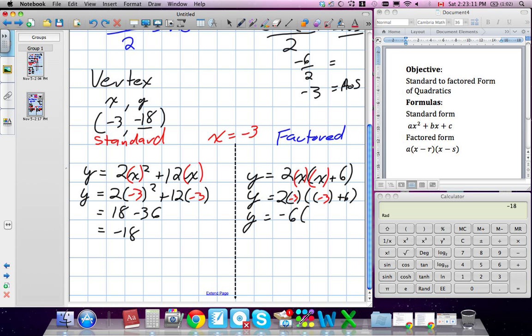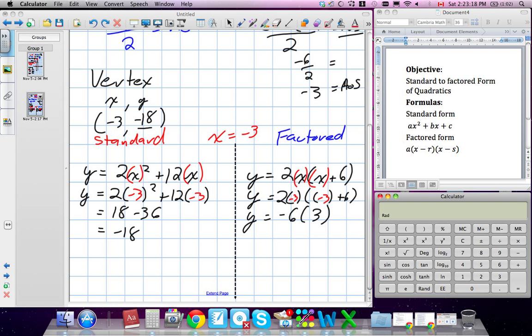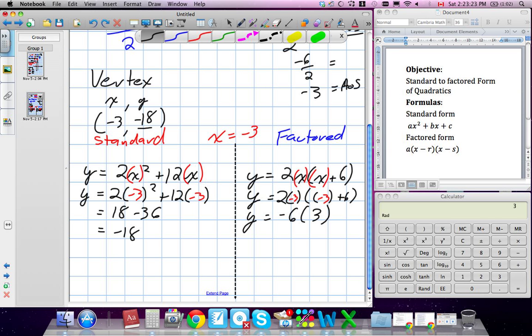Not negative, but positive, because the 6 is larger, right? Think of it like this. Negative 3 plus 6, positive 3. Negative 6 times 3? Got the exact same answer.